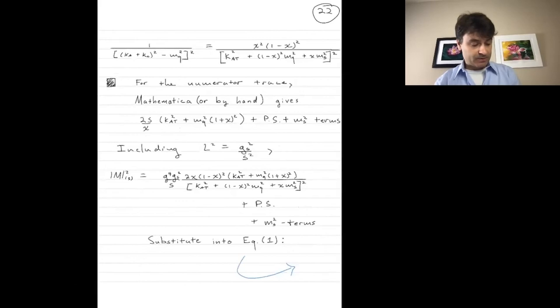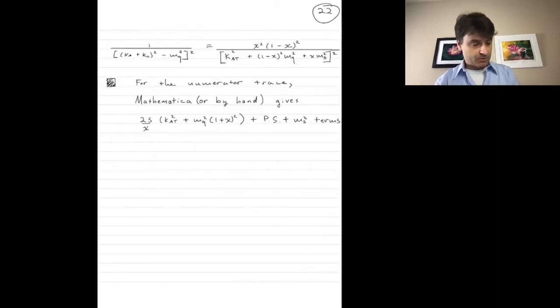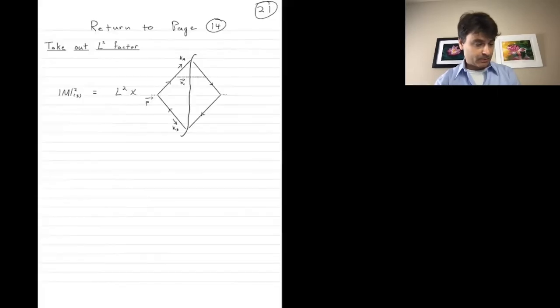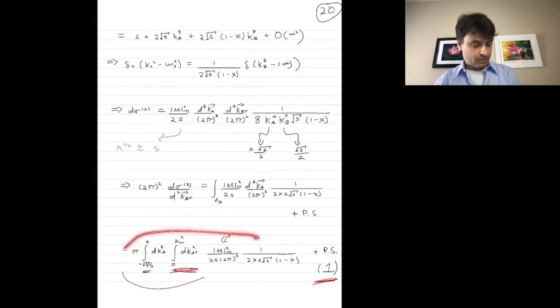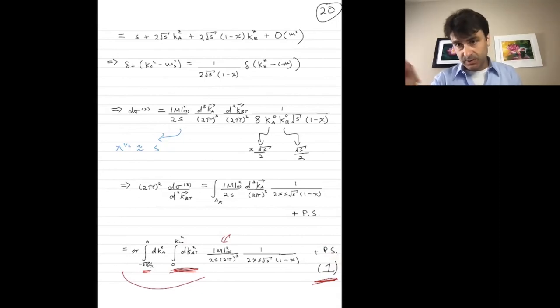Okay, now all that's left is to substitute that into equation 1. Equation 1 was my general expression for the 2 to 3 cross section, again up to the power suppressed corrections. Power suppressed meaning power suppressed in the limit of a collinear jet, in the limit of a collimated jet of particles, in this case, just two particles, the Ka and the Kc particle.